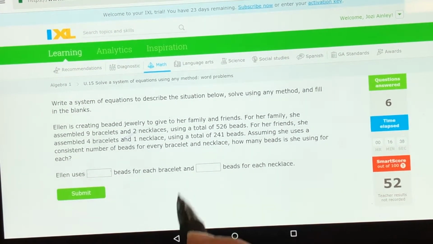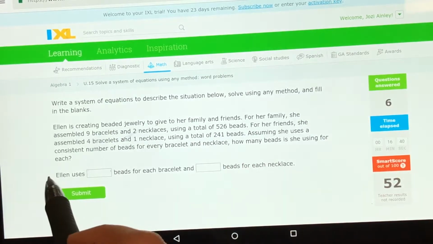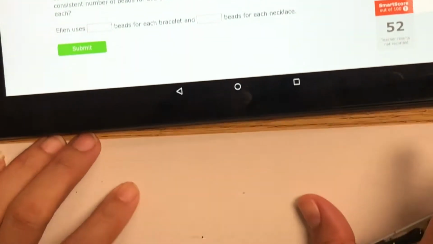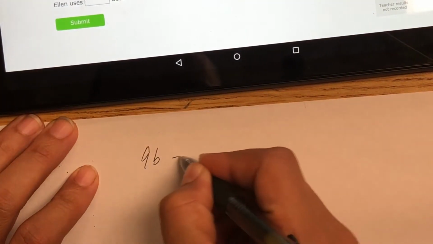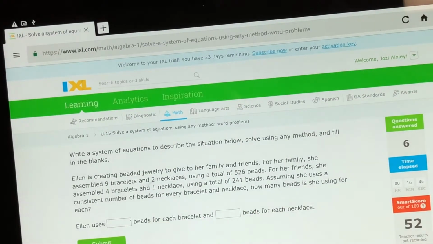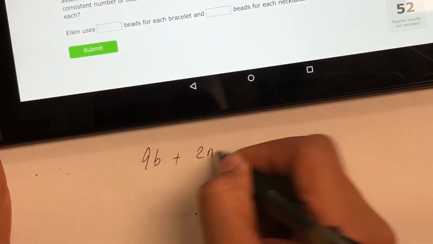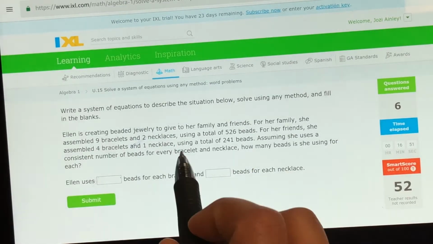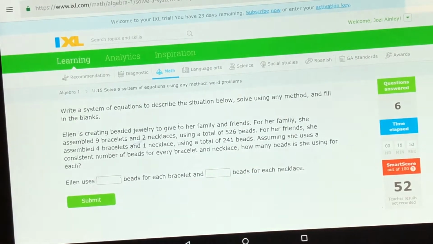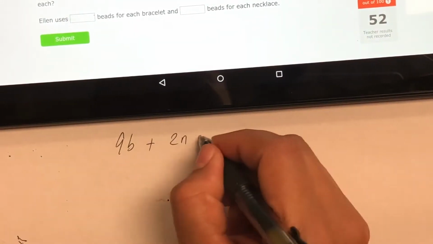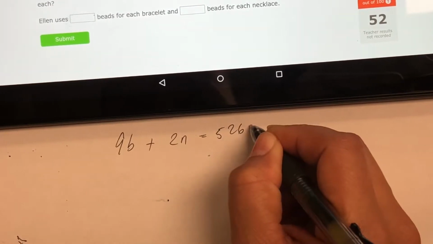Elaine is creating beaded jewelry to give her family and friends. For her family, she assembled 9 bracelets. Okay, so this is easy. 9 bracelets plus 2 necklaces, 2N, for a total of 526 beads. So equals 526 beads.